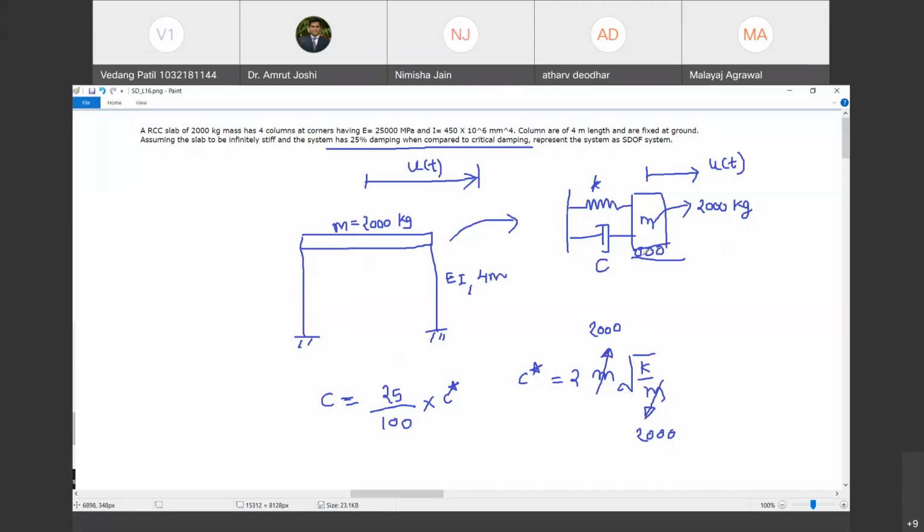Now tell me, there are 4 columns here. In this view, only 2 are seen, 2 are behind this. Now, if I have to displace this column by delta, are you with me? Yes, sir. So how much force do I need here? I need a force which is equal to 12 EI delta upon L cube. Do you agree with me? Sir, can you explain this again?